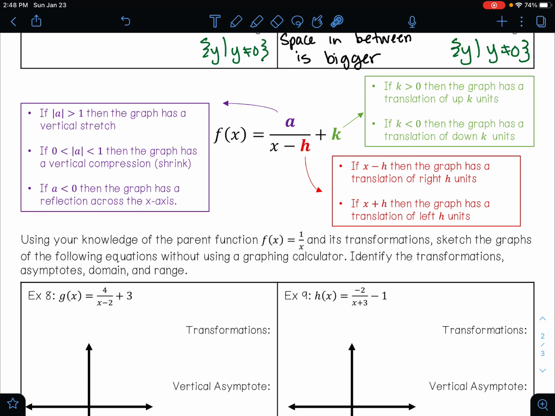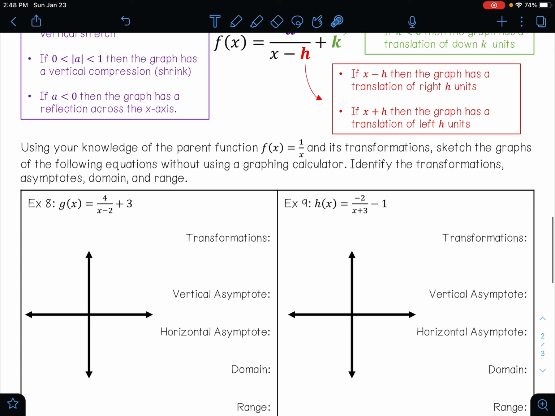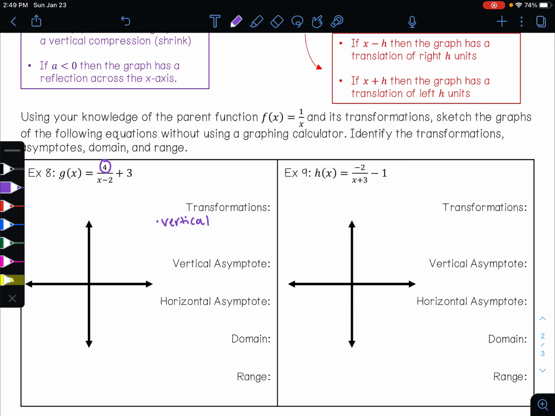So on example 8, it says using the knowledge of the parent function f of x equals 1 over x and its transformations, sketch the graphs of the following equations without a graphing calculator, identify the transformations, asymptotes, domain, and range. So let's take these one at a time. For example 8, the first thing that I notice is my a value is 4. That means that I have a vertical stretch of 4, which also tells me that I'm going to have a larger gap from my asymptotes.